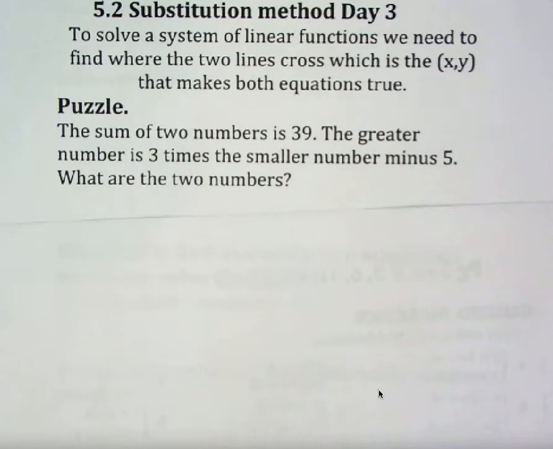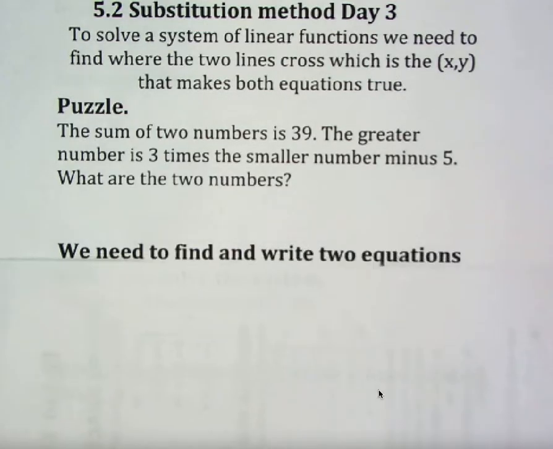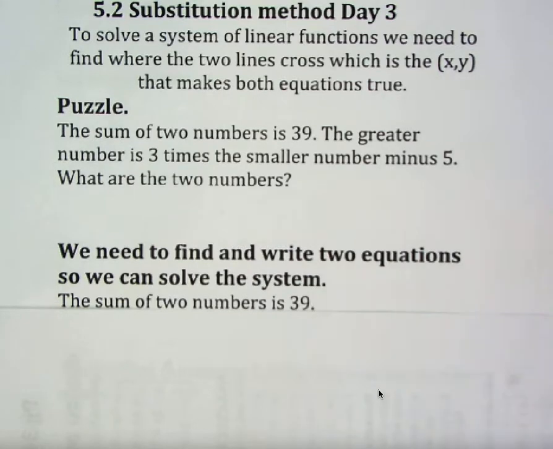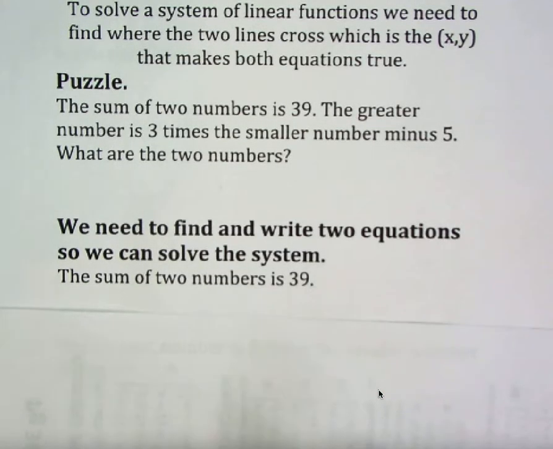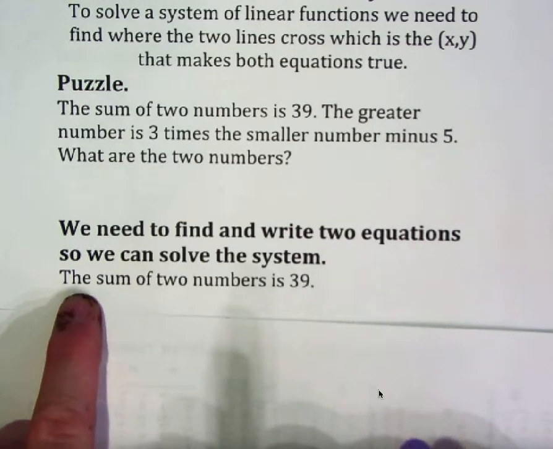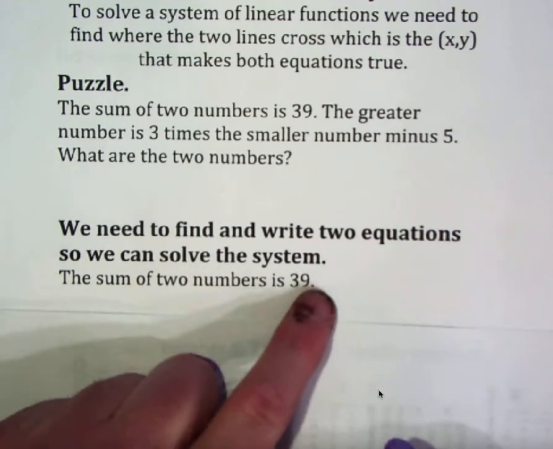Well, this problem is actually a systems of equations problem. We can solve this by thinking about that we actually need to find and write the two equations so we can solve the system. There are actually two equations written in this problem. So here's how we're going to do it. Let's take that first sentence. The sum of two numbers is 39.